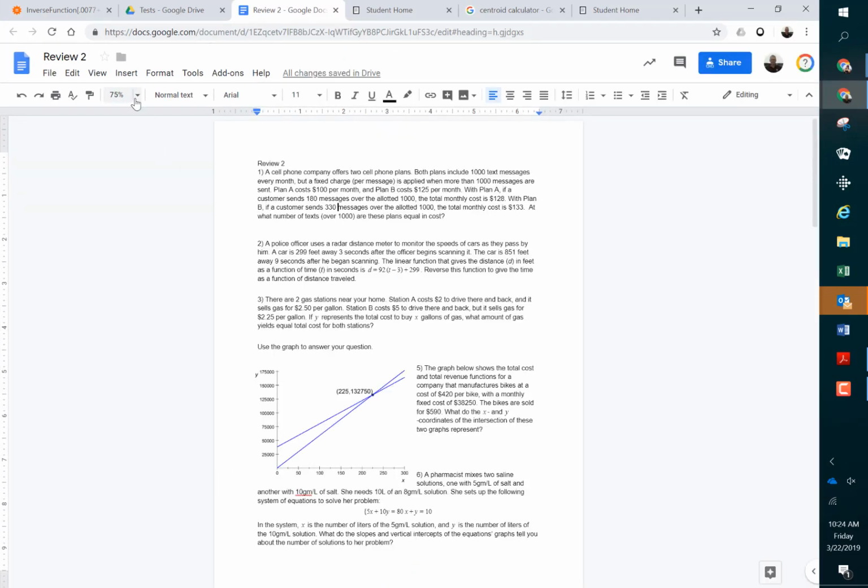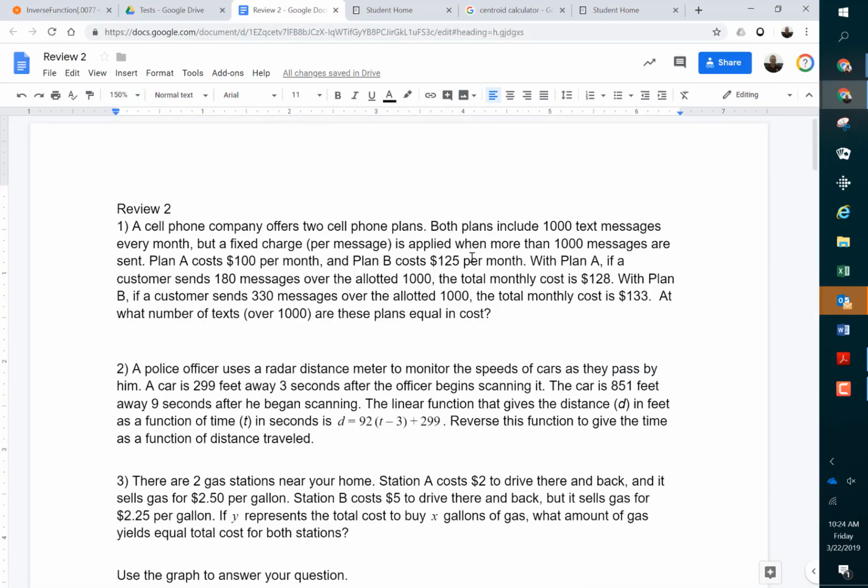Number two. A police officer uses a radar distance meter to monitor the speeds of cars as they pass by him. A car is 299 feet away 3 seconds after he begins scanning. The car is 851 feet away 9 seconds after he begins scanning. The linear function that gives the distance in feet as a function of time is d equals 92 times t minus 3, plus 299. Reverse this function to give time as a function of distance traveled.